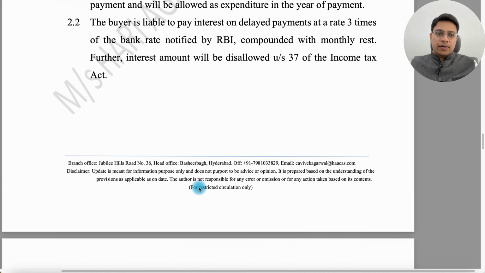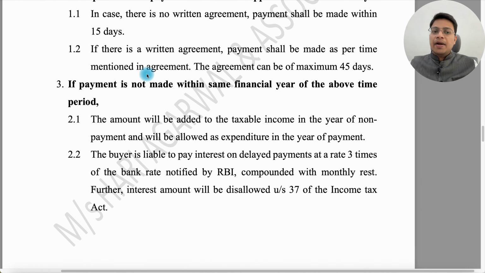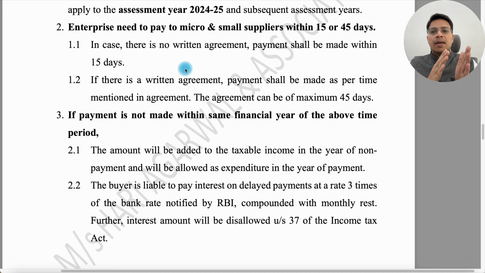Now coming to the third point. If payment is not made within the same financial year of the above time period, so with this you are identifying what? With this you are identifying the due date as per the MSMED Act. You will check whether that due date as per the MSMED Act is falling in which financial year. If that due date is falling in financial year 23-24, let us take another simple example. Your date of transaction or acceptance is, let us say, 1st January 2024.